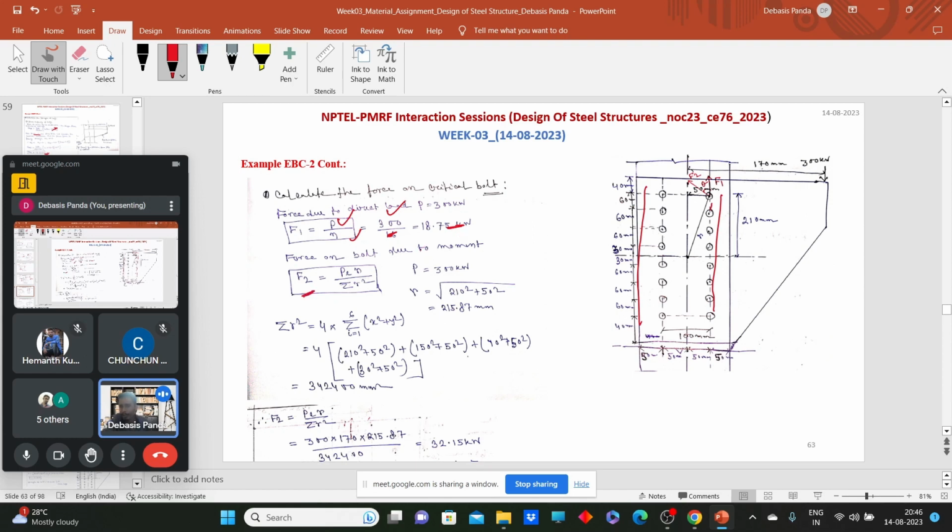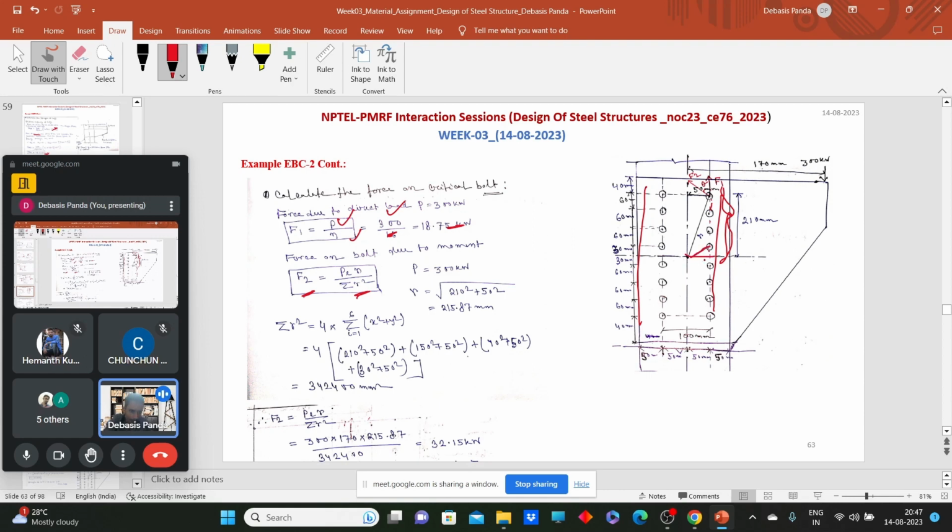So for the calculation of F2 forces, what do we need to do? P e r upon summation of R square, where R is for the entire number of bolts. Here we have 16 bolts. We will calculate for 4 bolts, 1 2 3 4 bolts, then multiply by 4 because we have a symmetric arrangement. So for the first bolt, what will be the value of R?